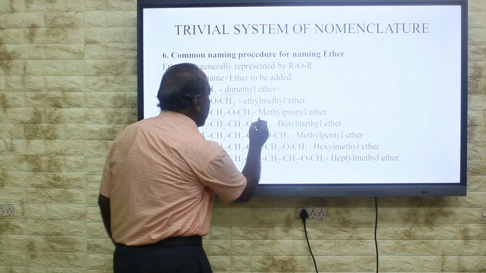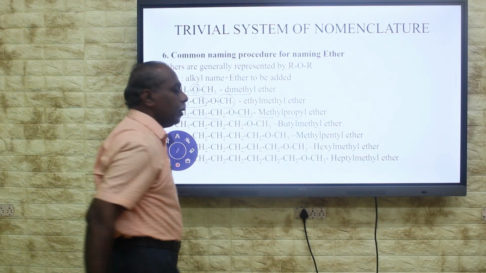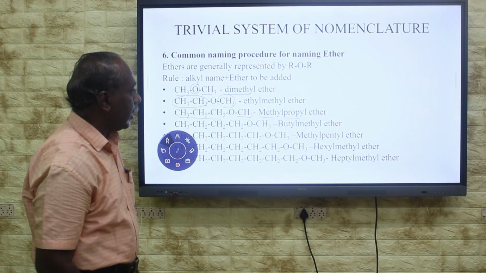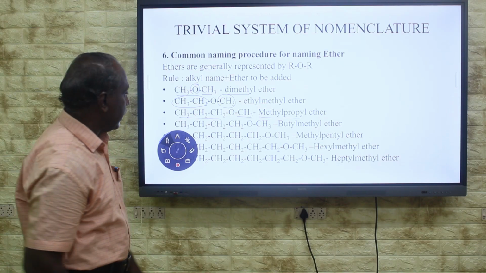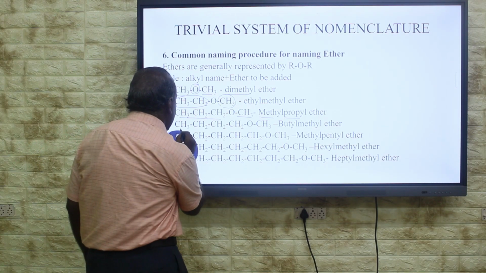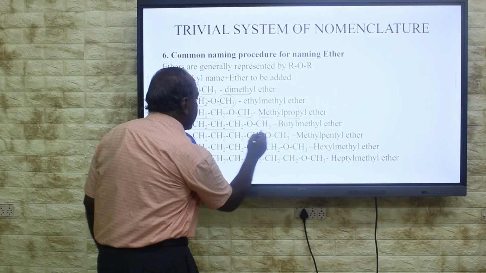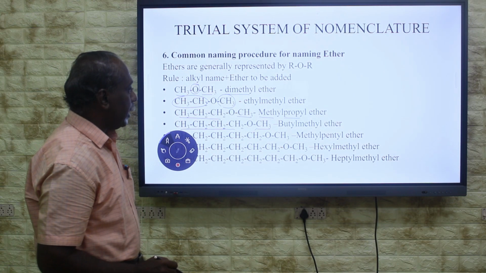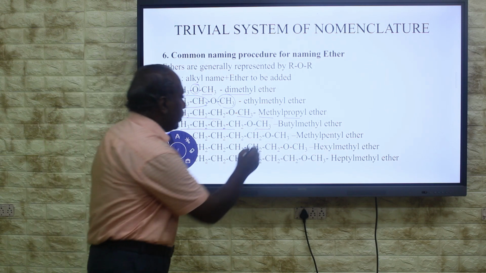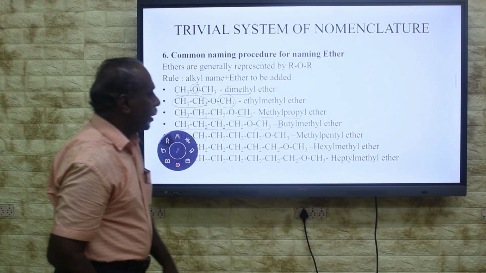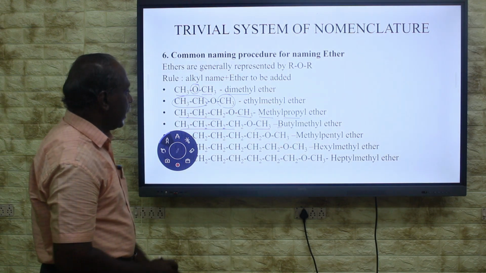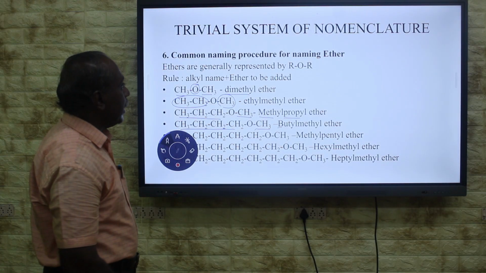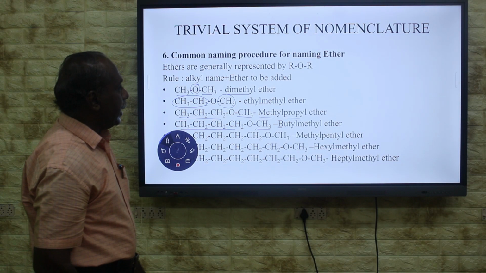Methyl takes higher priority than propyl. Therefore, methyl should be written first, then propyl: methyl propyl ether. In the next member, one side has a butyl group and the other side has a methyl group. Butyl methyl ether. Butyl, this B takes higher priority. Therefore, butyl methyl ether. In that way, we can write the common name for the ether.